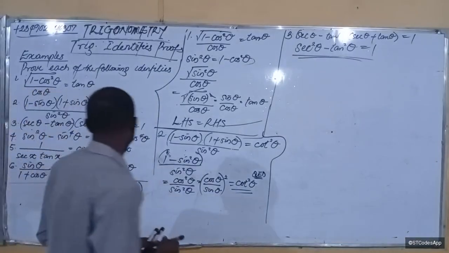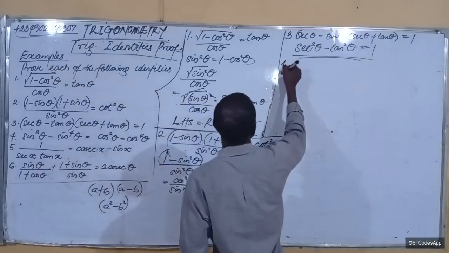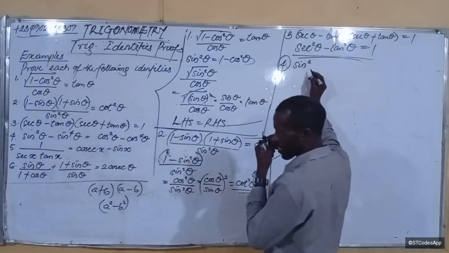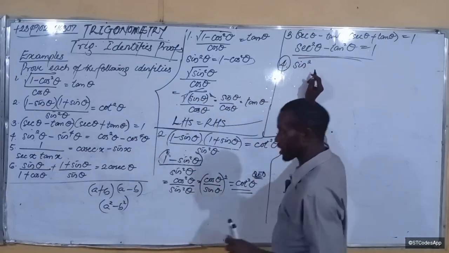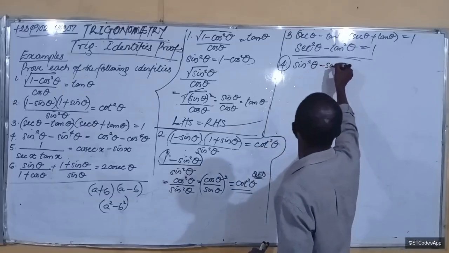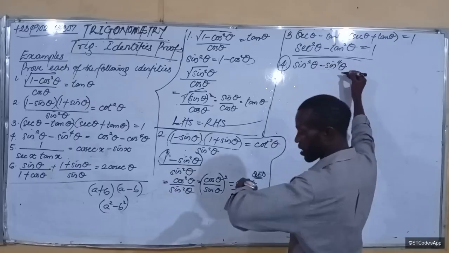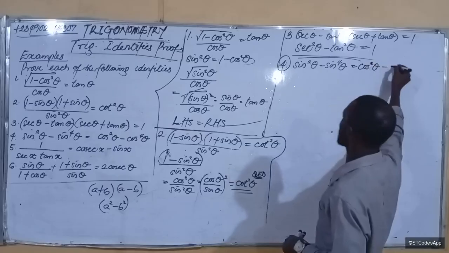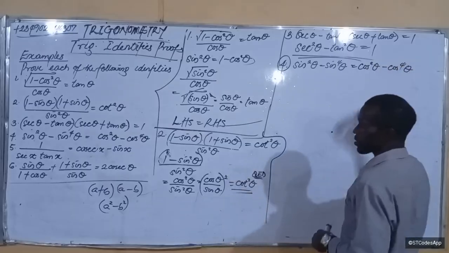Then number 4 says that sine square theta minus sine to the 4th of theta is equal to cos squared theta minus cos to the 4th of theta. Don't worry, I might solve all these questions here. If you need questions, just text me and I'm going to send you a question.